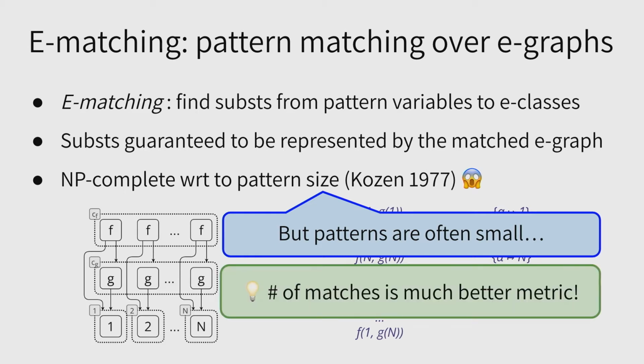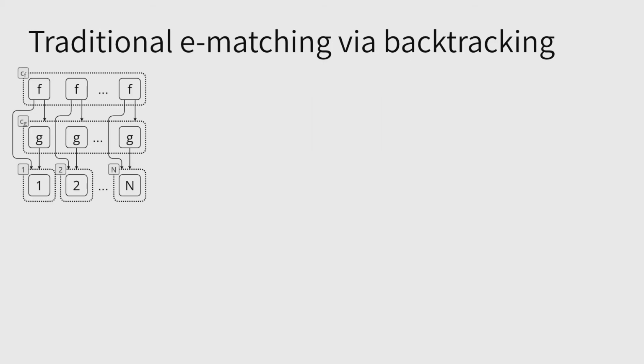So one key insight of this work was we should really not be thinking about the complexity in terms of the size of the patterns. I should be thinking about it in terms of the size of the E-graph, right? I ideally want to think about it in terms of the number of matches that are there to be found, right? And that's how I should think about efficiency.